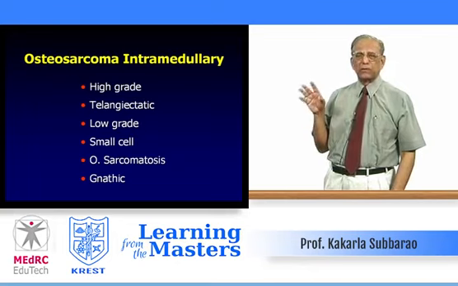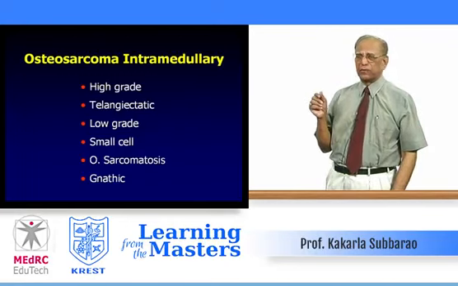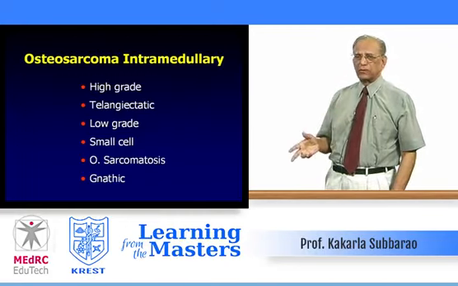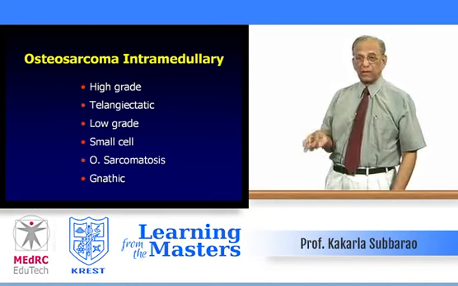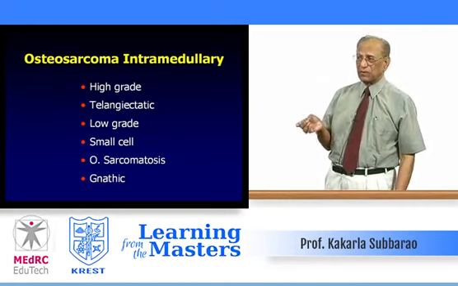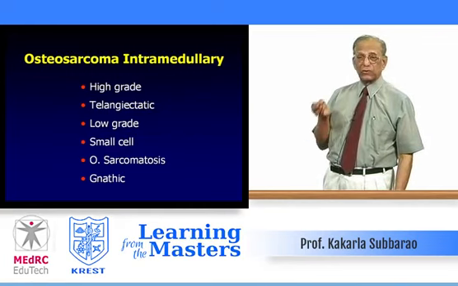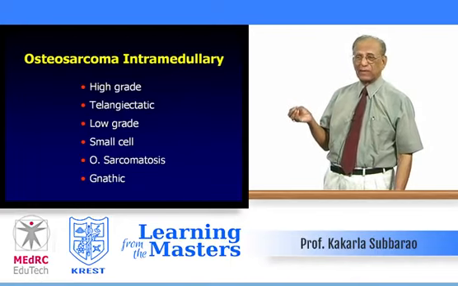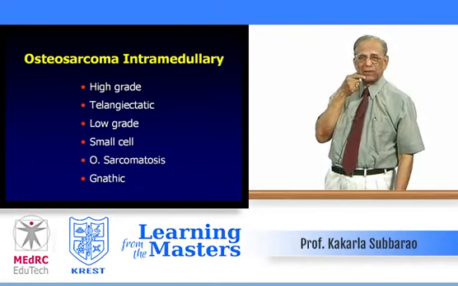Usually the age is between 10 and 20. Usually the diametaphysis is involved. And usually there is a triangle, Codman's triangle, and new bone formation. High grade, again intramedullary osteosarcomas may be divided into high grade osteosarcoma, telangiectatic, low grade, small cell, and then osteosarcomatosis, multiple osteosarcoma at various bones, gnathic, arising from the mandible.